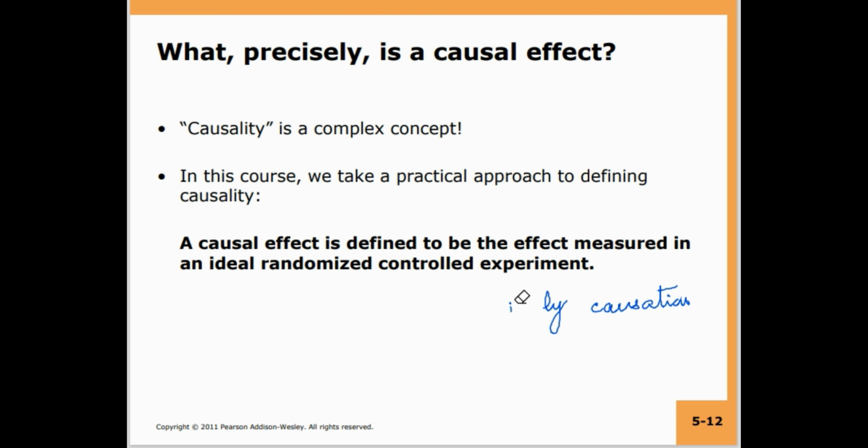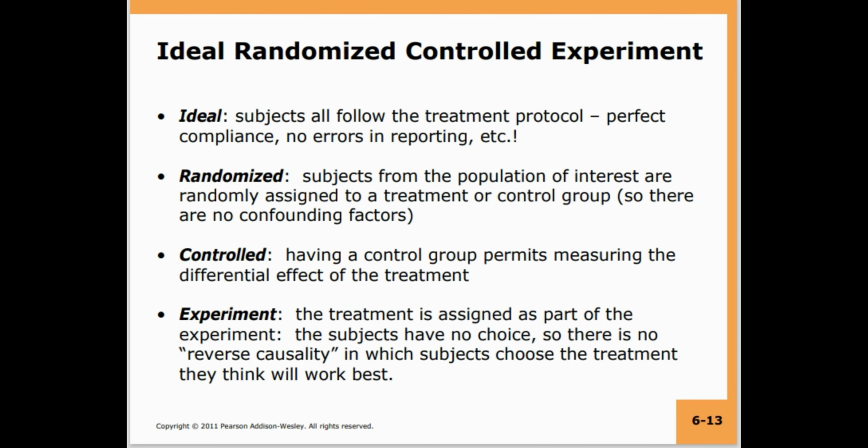Okay, so this is a little involved, and I will go over it slowly. So we introduce the idea of the ideal randomized controlled experiment. So let us define each of these terms. So the ideal randomized controlled experiment. So ideal means subjects all follow the treatment protocol. There is perfect compliance, no errors in reporting.